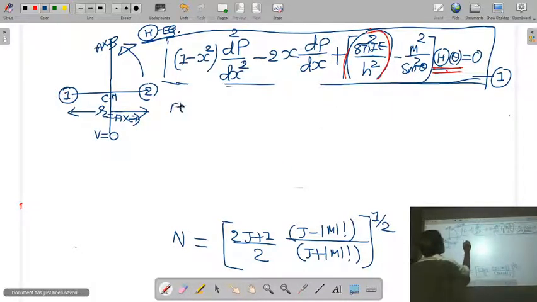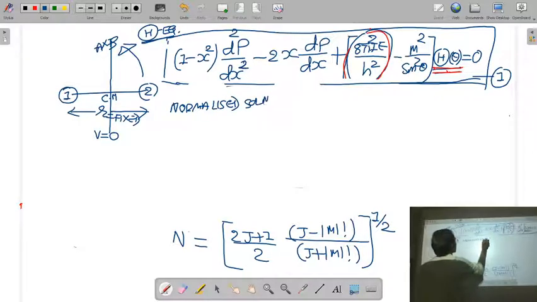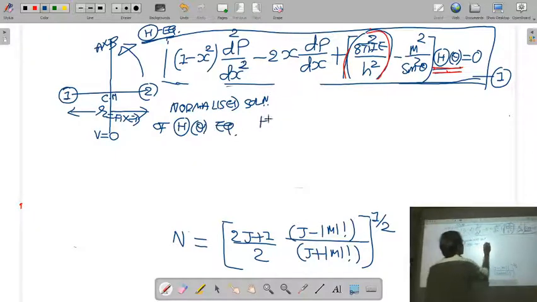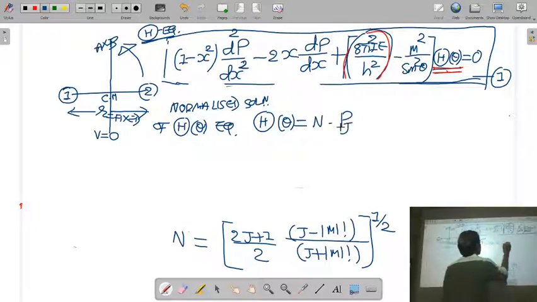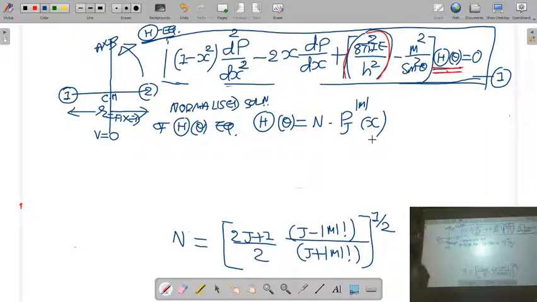So the normalized solution of the theta equation: you know very well that it is the associated Legendre polynomial P_j^m(x), because our theta equation is identical to the associated Legendre equation, and therefore the solution of the theta equation is the associated Legendre polynomial P_j^m(x). Now we have calculated the value of N from the orthogonality property of Legendre polynomial, which we substitute in this equation.